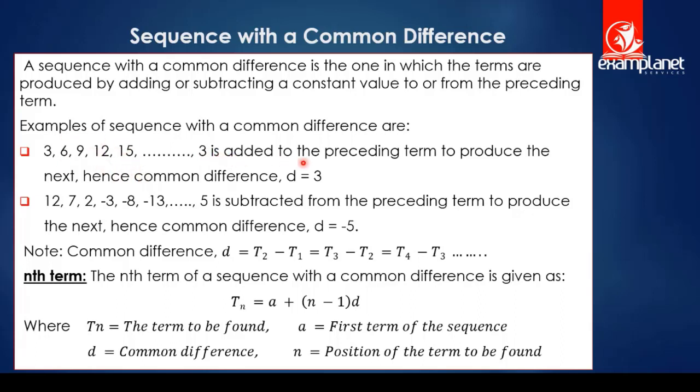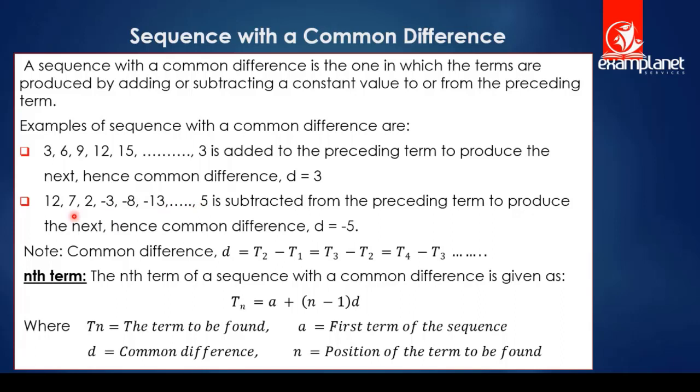So 3 is added to the preceding term to produce the next, hence the common difference will be 3. So our common difference is the value you are adding to get the terms. Another example is this: 12, 7, 2, minus 3, minus 8, minus 13, and so on.